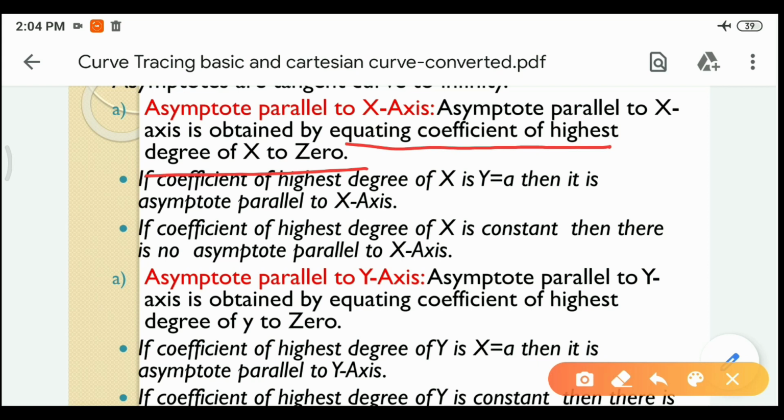Now suppose the coefficient of highest degree of x is y equal to a, then the asymptote is parallel to x-axis. If the coefficient of highest degree is a constant, you cannot equate the constant to 0. That means you are not going to have an asymptote parallel to x-axis in that case.